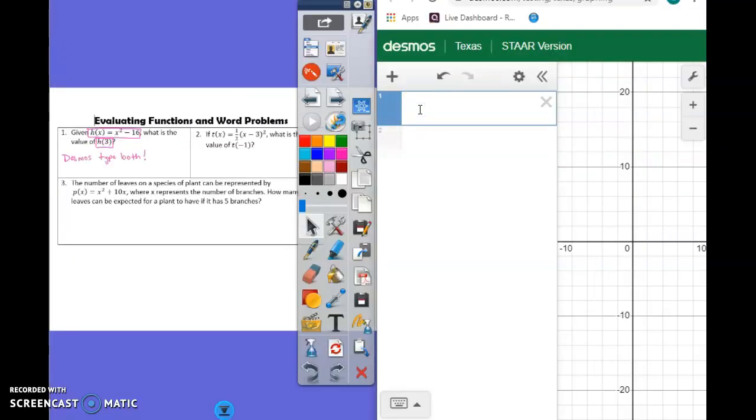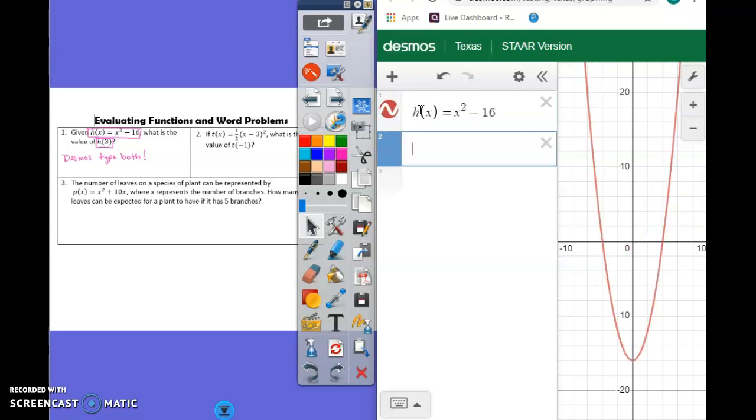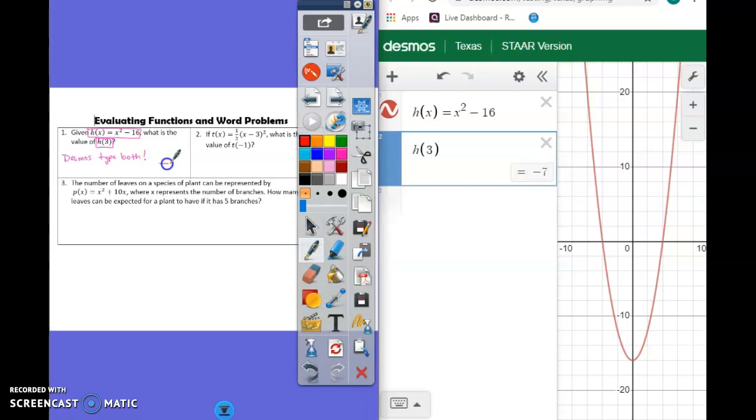So here's how we're typing it. H of x equals x squared minus 16 in 1. Notice it's a parabola. And then in the next one, you're just going to type h of 3 close parentheses, and it will give you the answer. Okay? So that's how you're typing it in Desmos. What is my answer? -7. Okay, so right here, all you tell me is it's -7.